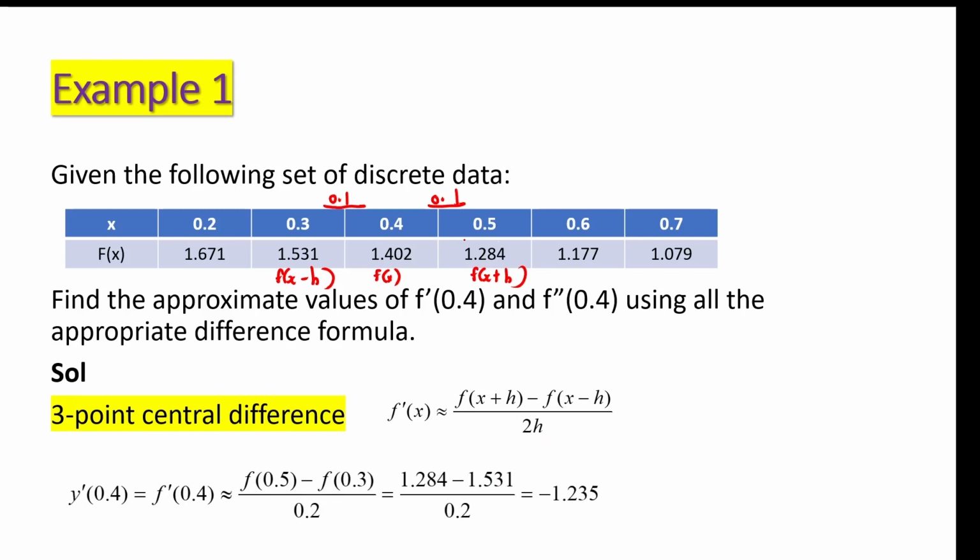Here, quickly you can calculate as 1.284 minus 1.531 divided by 0.2, because 2 times 0.1 is 0.2. So is it okay? Clear, doctor?